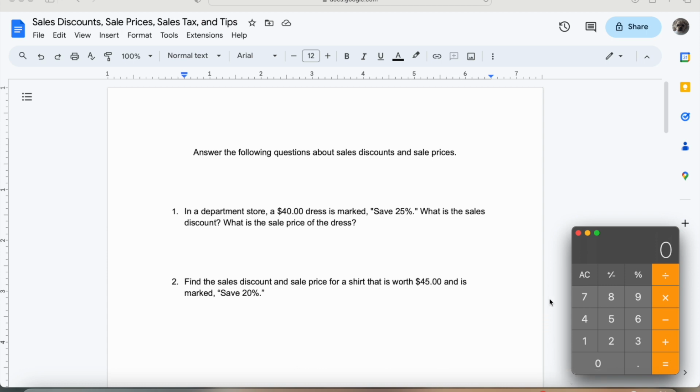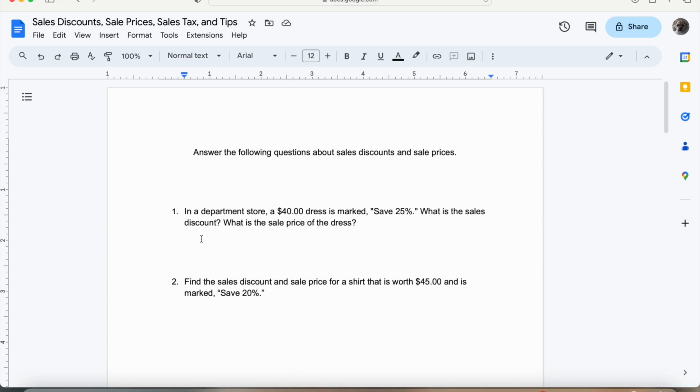so for this problem, first we are going to take $40 and multiply it times 25%. That will give us $10 for the discount. Then from here, if we take $40 and we subtract $10, that will give us $30 for the sale price. So the sales discount is $10 and the sale price is $30.